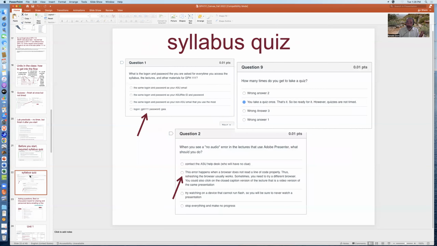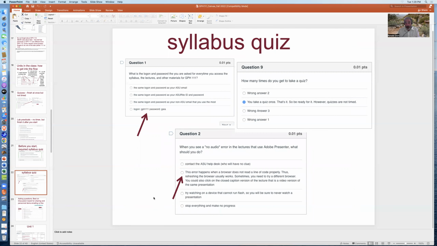It'll have things like, when you watch the lectures, you are sometimes asked for a logon and a password, GPH 111 Gaia. But when I'm asked by a student, what's this logon and password? I tried my Azurite ID, it didn't work. I know that you didn't see this presentation.